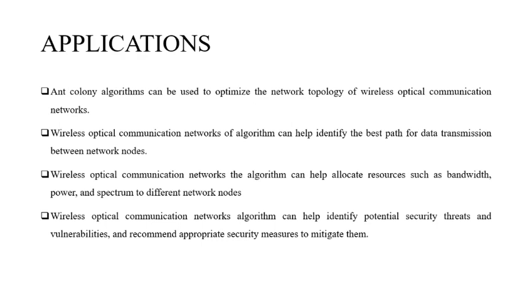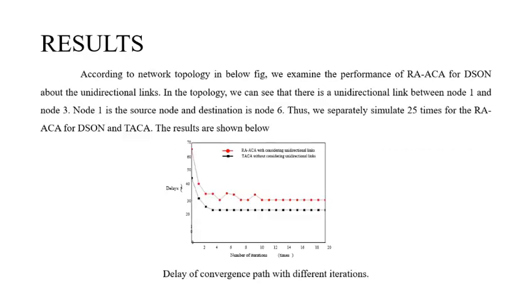The ant colony algorithm can be used to optimize the network topology for wireless optical communication networks. The algorithm can help identify the best path for data transmission between network nodes. In wireless optical communication networks, the algorithm can help allocate resources such as bandwidth, power, and spectrum to different network nodes. It can also help identify potential security threats and recommend approaches to mitigate them.